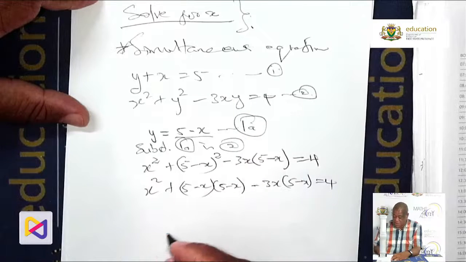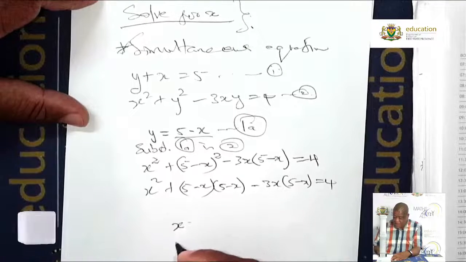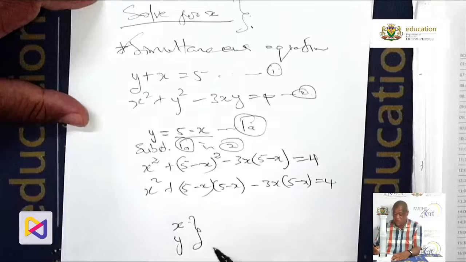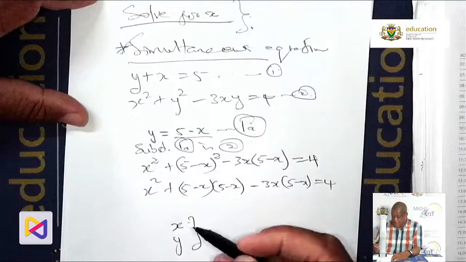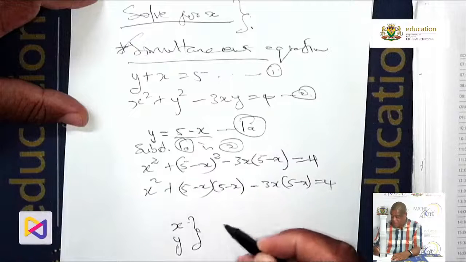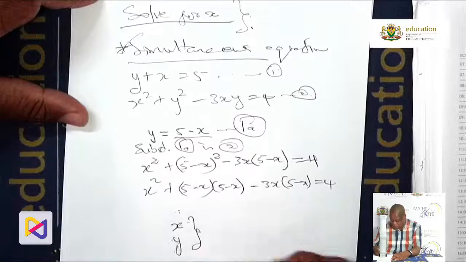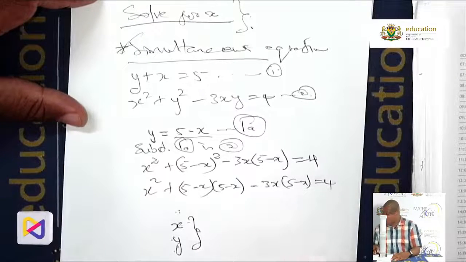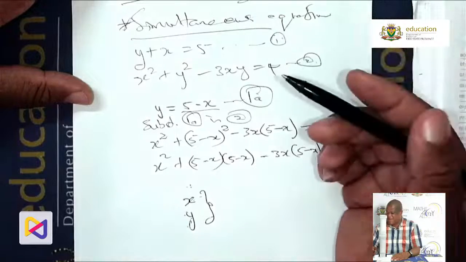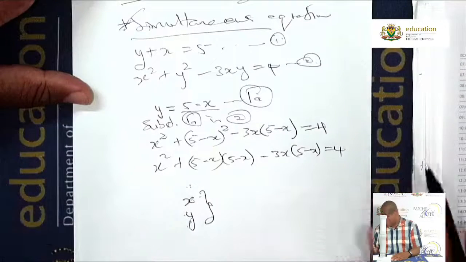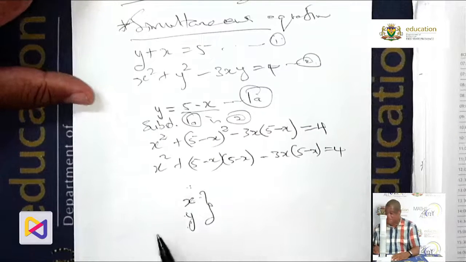At the end, you must get 2 values. The one is for x, the other one should be for y. You must have 2 values, because you are working those simultaneously. You may have 2 sets of x and y, but you solve both x and y, and then that will be the answer to that one. And it carries a lot of marks. Sometimes it carries 7 marks, sometimes 5.